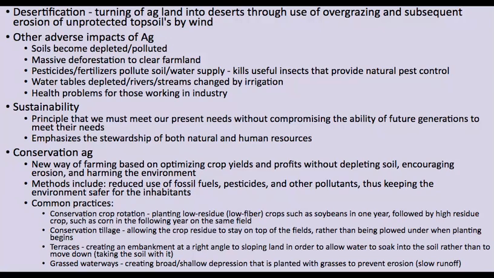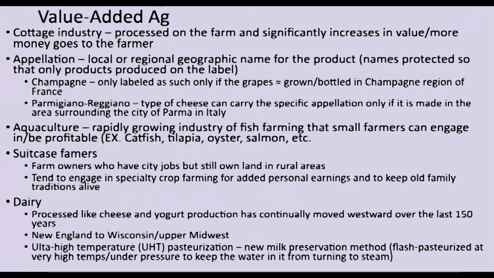So again, flipping where you grow crops so that the soil doesn't get too used up. Conservation tillage, allowing a crop residue to stay on top of the field rather than being swept away, so that that can break down and go into the soil. Terracing, making little steps into a sloping land in order to allow water to soak into the soil rather than just slide right down it. That erodes the topsoil and it hurts it. Grassed waterways, creating broad, shallow depressions that are planted with grasses to prevent erosion, again, to slow runoff, to make that harder to happen.